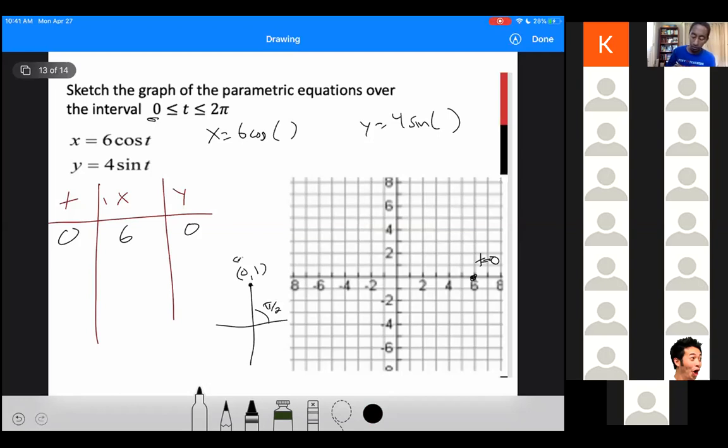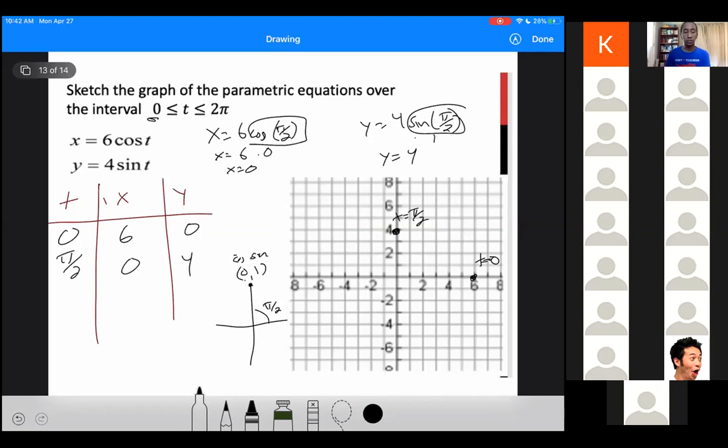So, okay, you said pi over 2. We're going to say t is pi over 2. So cosine of pi over 2 is our 0 here, right? So that's just going to be 0. Sine of pi over 2 is 1. So 4 times 1 would be 4 here. So 0, 4 is going to be for t equals pi over 2. Good.